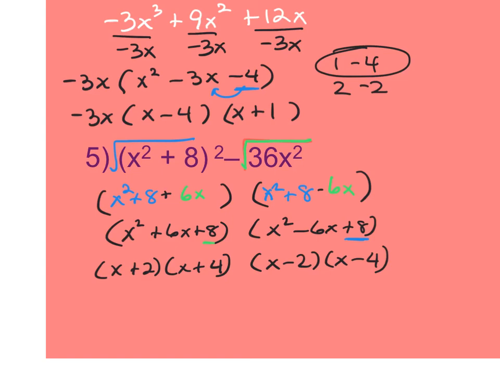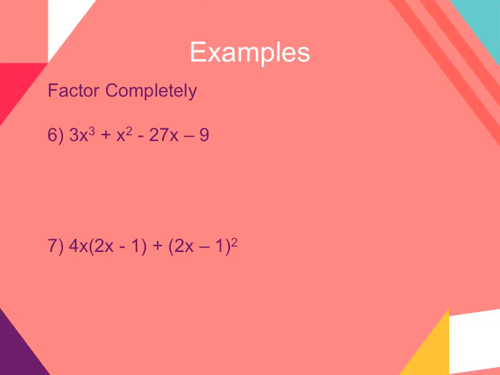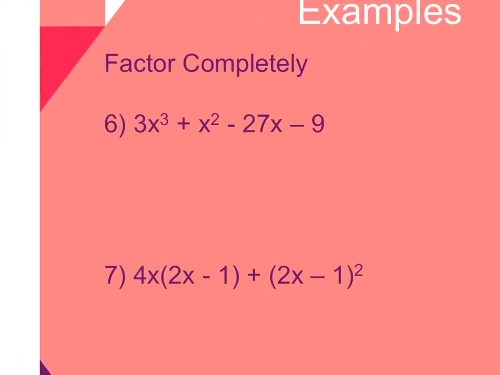I can't factor any further. 2 more examples. Notice on this one, I'm going to look to see if there's a greatest common factor or anything I can do here. And there is no GCF. It's a 4-term polynomial, so I'm going to factor by grouping.